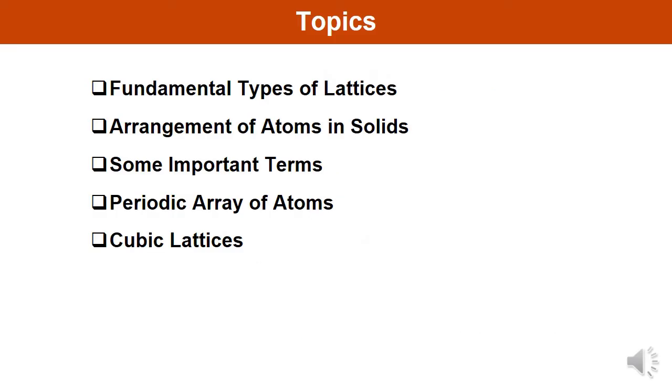In today's lecture, you are going to study about these 5 things. First is fundamental types of lattice, then arrangement of atoms in solids, then some important terms, which is very important because you have to keep these terms on your fingertips so that you will be able to explain or understand this subject very well. Then periodic array of atoms and types of cubic lattices.